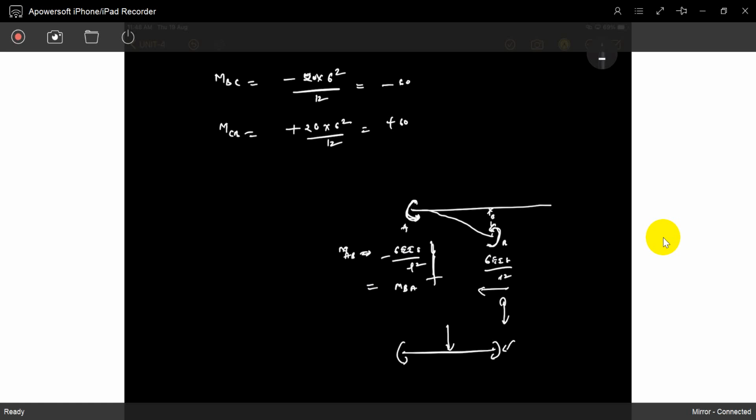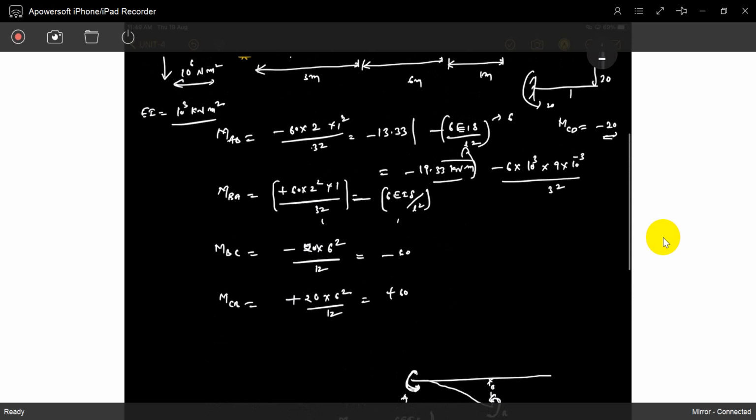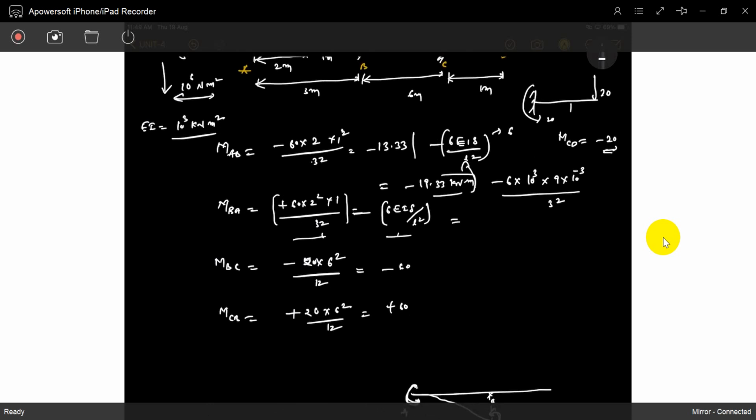How can you get the direction? We discussed it 1000 times. If the support is settled, but it's a fixity, fixity means the slope is 0. So to maintain the slope 0, moment is developed in this direction, in this direction. So add it. What is this value and what is this value? It is 6. So if you take this value, it is 20.67.